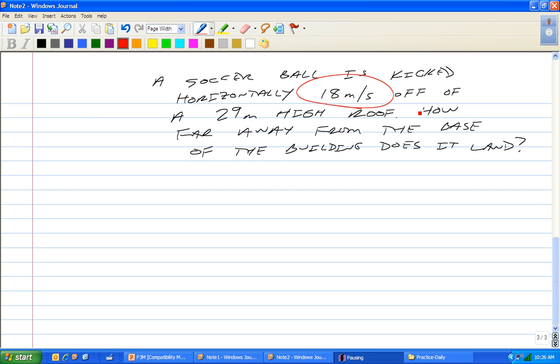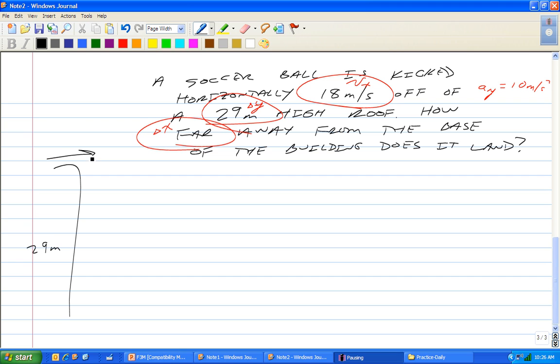What's that? Good. Horizontal velocity. What's that? Vertical height. Good. And I'm looking for horizontal distance. And is there anything else implied? The acceleration in the y direction is 10 meters per second squared. Good. So now I'm going to draw a picture. I'm going to sketch it. It's 29 meters high. It's going 18 meters per second horizontally.